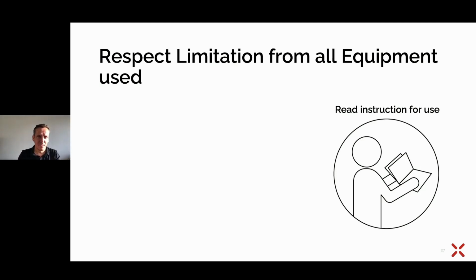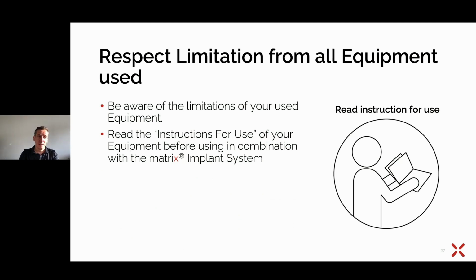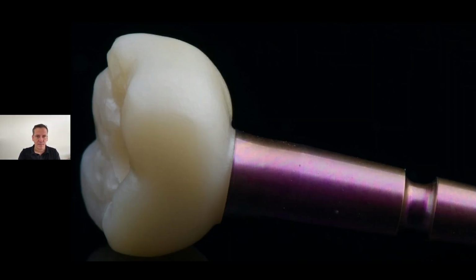To finalize, respect the limitations of all equipment you use. Be aware of the limitations of your used equipment. Read the instructions for use before you use, for example, the sintering oven and so on. Please follow every step like your supplier of your material is telling you. This is important, and if you do all these steps and are certified, we at TRI promise you, you will have a perfectly milled matrix prosthetic, like you can see it here.